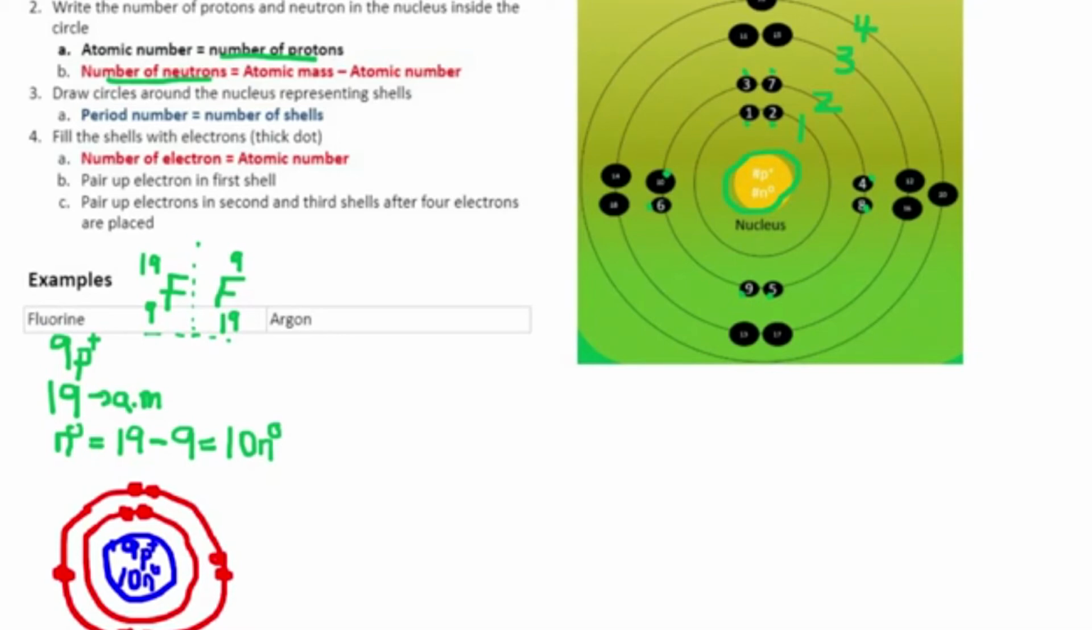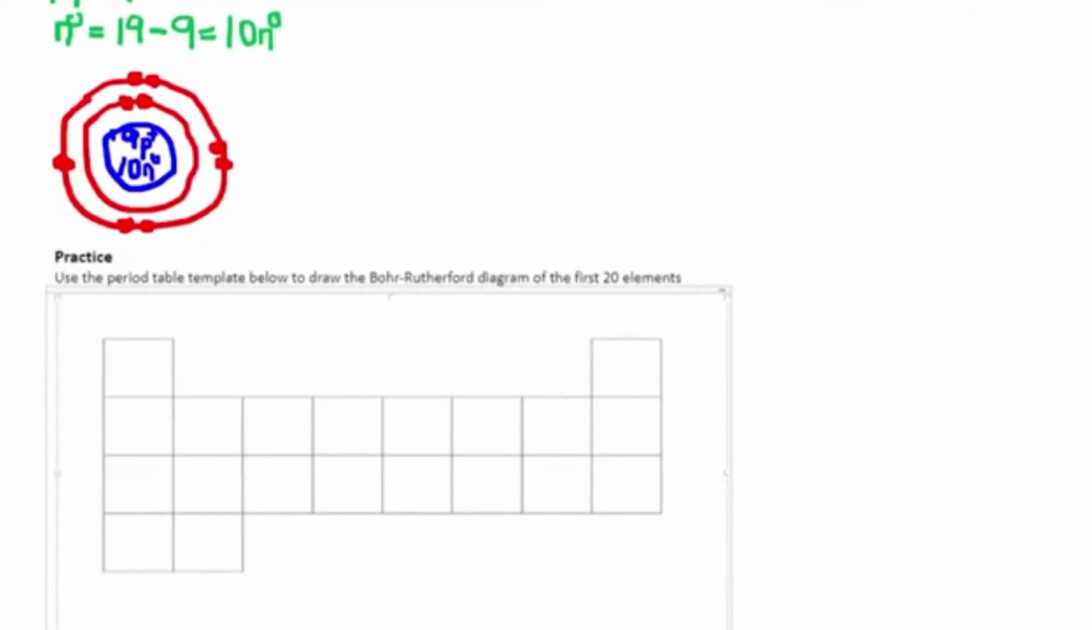So that is about it for the Bohr-Rutherford diagram of fluorine, and you can try that on your own for argon. Our practice questions will be doing the same thing, starting with hydrogen all the way to calcium. That way you can see the distribution of electrons and also how the proton number changes going down the group and across the period, to notice some patterns and also dive more into how these will influence reactions in various chemical processes.